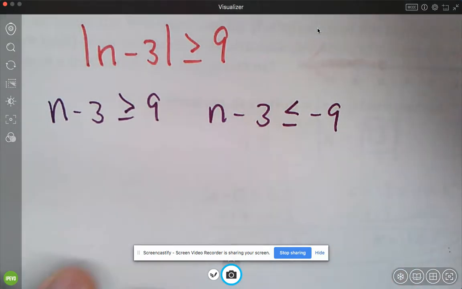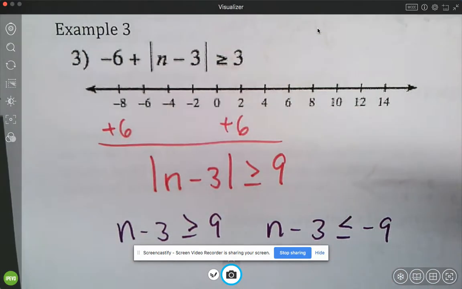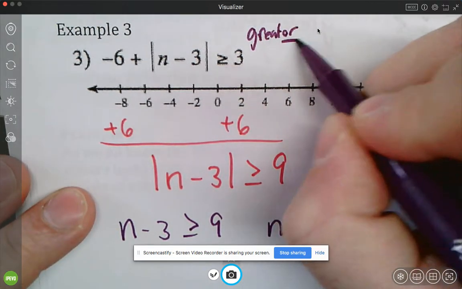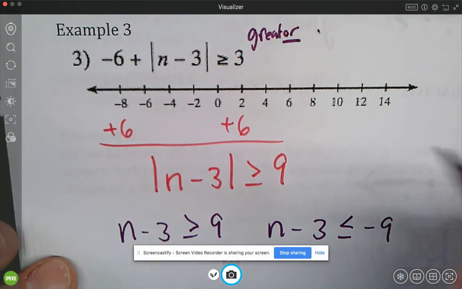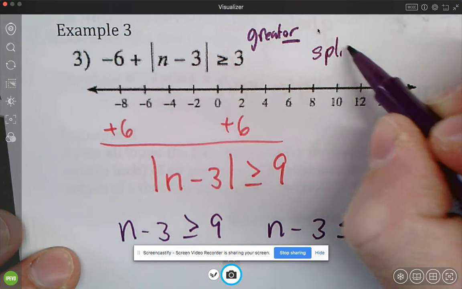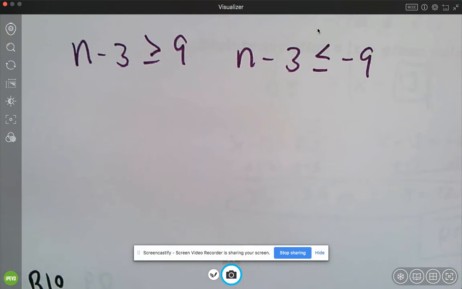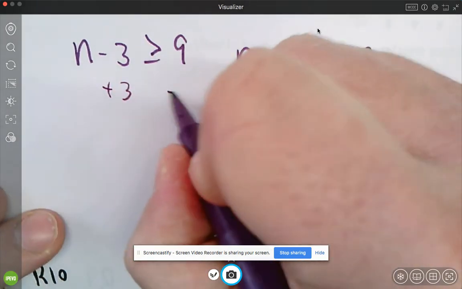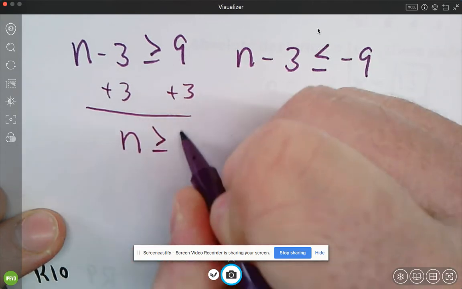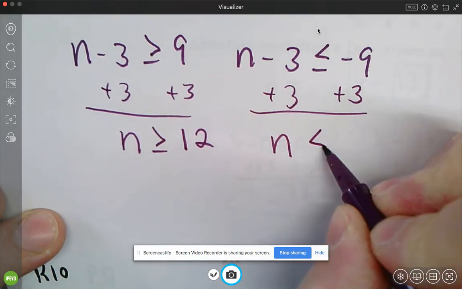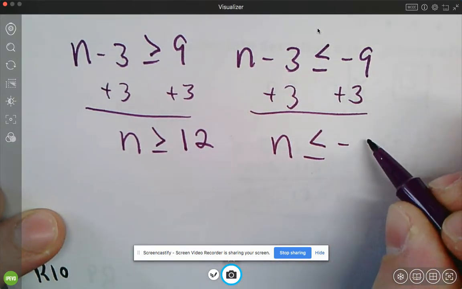Again, switching the symbols. This is the greater than symbol. Is it going to be a split or a barbell? It's going to be a split when I graph the solution, so keep that in mind. I'll pause the video here. Could you maybe try to solve and graph these? All right, if you did it right, plus 3, n is greater than or equal to 12, plus 3, n is less than or equal to negative 6.